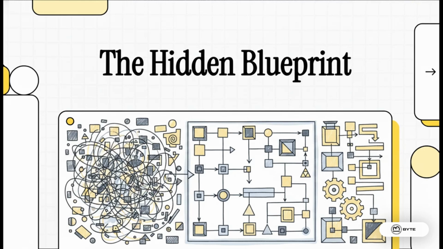Welcome to The Explainer. Today, we're digging into a really powerful idea that honestly applies to just about everything, the hidden blueprint. We're going to see how simple, underlying structures are the absolute key to turning chaos into clarity.